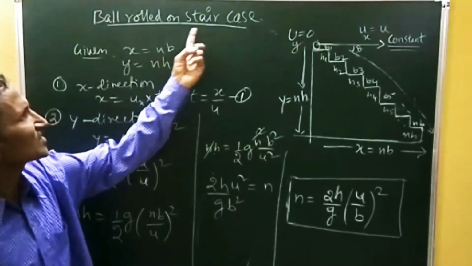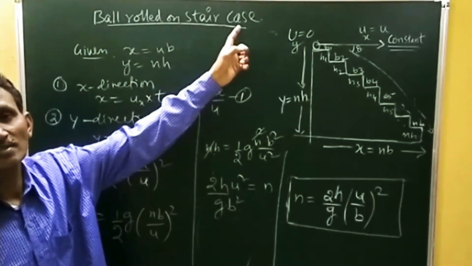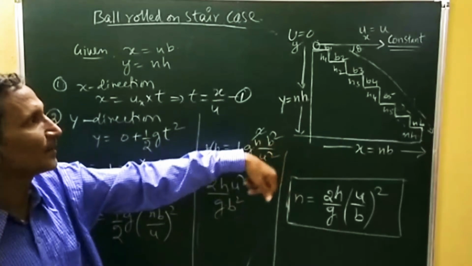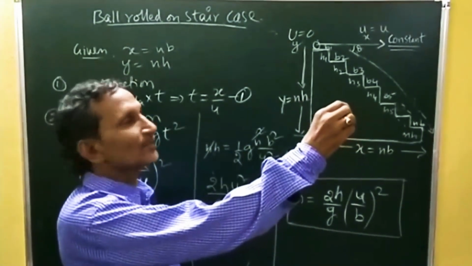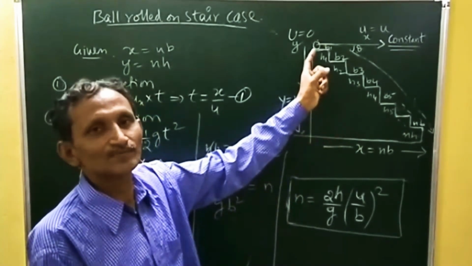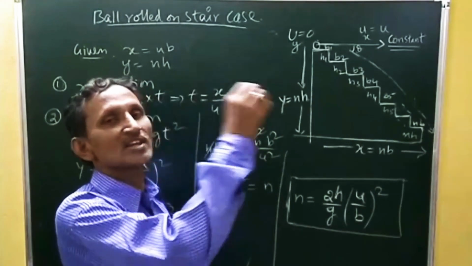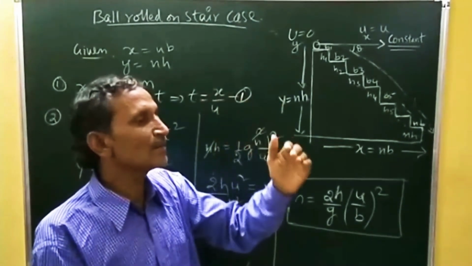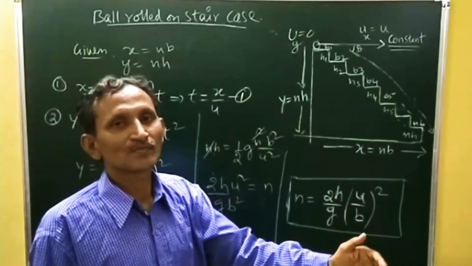Here is the application: a ball rolled on a staircase. Now let us see the diagram. A ball is projected horizontally from the top of the staircase. The staircase has n number of steps.